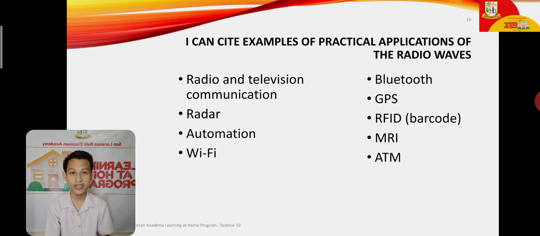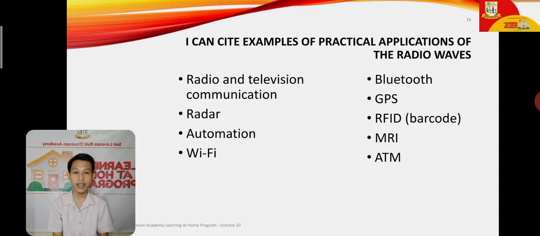Wi-Fi, okay? So yan nga, sabi sa inyo, isa na rin yan sa mga ginagamit natin parati. Ang ginagamit natin ay radio waves or wireless fidelity. Okay, so yung Wi-Fi, meron din yung radio waves. Bluetooth, okay? GPS or Global Positioning System para malaman yung location ng isang tao or ng isang lugar. Ayun nga, nabanggit ko na RFID or the barcode. Kasama na rin dito yung QR code.